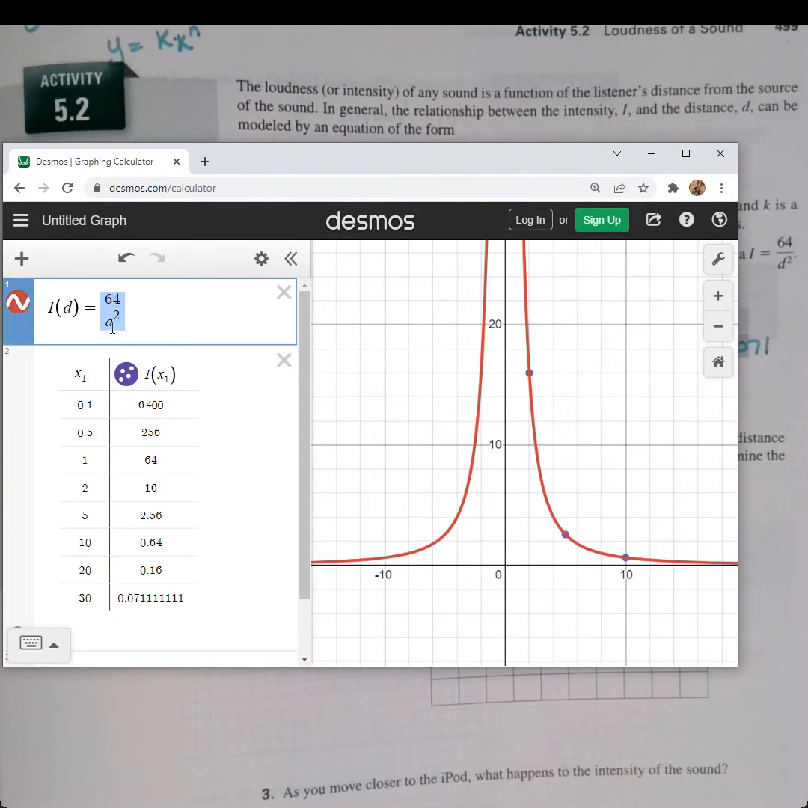So in the previous section, my denominator had a variable, but it wasn't squared. And so I would have seen something in quadrant 1 and quadrant 3. Now I'm in quadrants 1 and 2. Now, the quadrant 2 stuff is not going to make sense in context because that has negative input, a negative distance from your iPod. It doesn't make sense in context. So we're going to focus on this other side here.